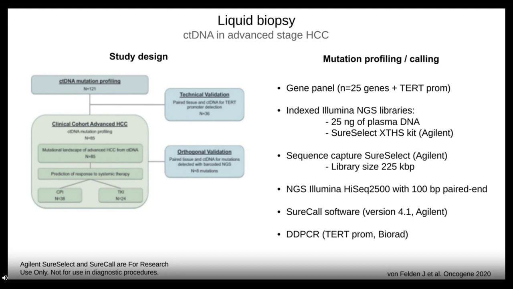And we also did TERT promoter with digital droplet PCR, because it's always very difficult to identify TERT promoter mutations using NGS. So we used a different assay to call TERT promoter mutations. We used the SureSelect technology. The library size was 225, and here you have the details of the sequencing approach and how we called the mutations, and you can find more details in the actual paper.